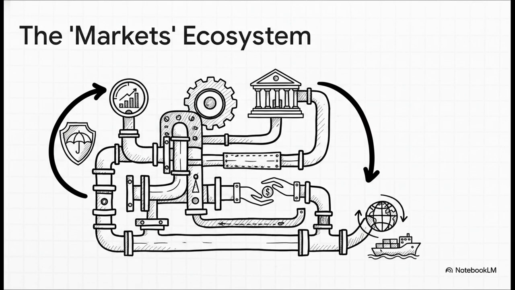Okay, but let's zoom in on that markets box for a second, because it's not just one thing, right? It's an entire ecosystem. This is the really sophisticated financial plumbing of the whole system. We're talking stock markets, public listings, insurance, the whole shebang. It's all designed to let capital flow and help businesses grow on a massive scale.